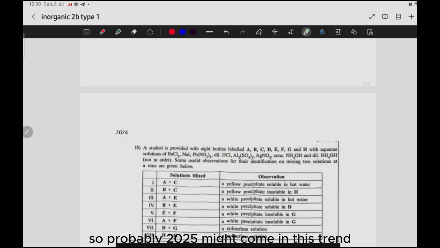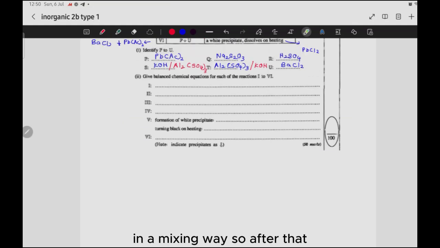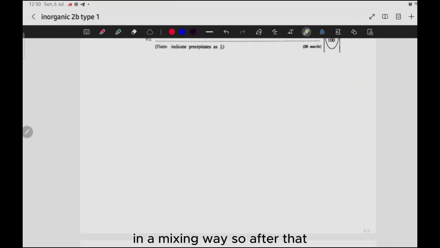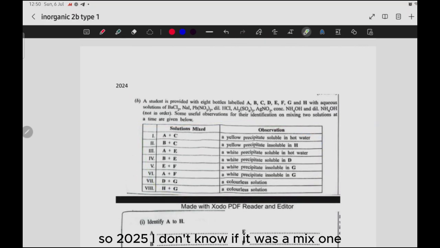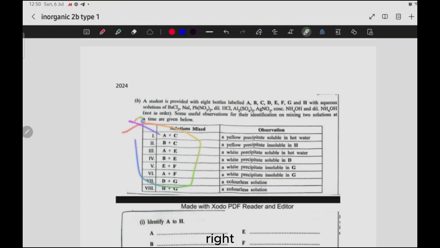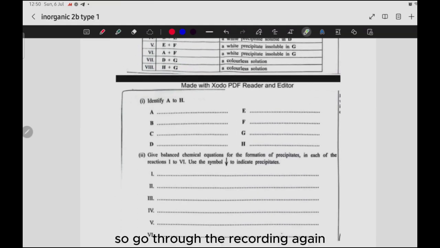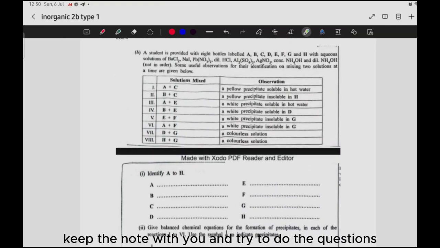Last year's question, so probably 2025 might come in this trend, because 2020 was the last time it came in a mixing way. After 4 years, the mixing way came again in 2024, right? So 2025, I don't know if it will be a mixed one. It's an advantage because you can find out easily. So go through the recording again, go through the notes. Keep the note with you and try to do the questions. Surely you will be able to succeed, right?